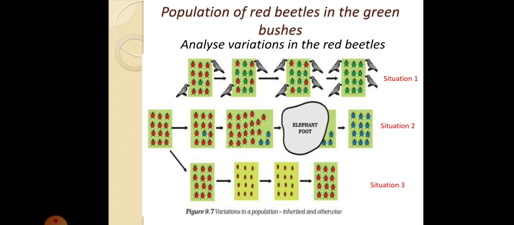However, all the red color beetles have by mistake come under an elephant's foot. As a result, all the red color beetles are dead now, and what is left is the blue beetles. So here, by accident, by sudden change, all the red color beetles have turned into blue color beetles in case of situation 2.